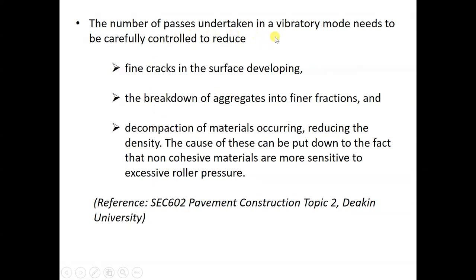The number of passes undertaken in vibratory mode needs to be carefully controlled to avoid fine cracks developing in the surface, the breakdown of aggregates into finer fractions, and thirdly, the decompaction of material occurring, reducing the density. So we need to compact properly, but not over-compact, because it will have a counter effect. Instead of making it denser, it actually makes the aggregate weaker.